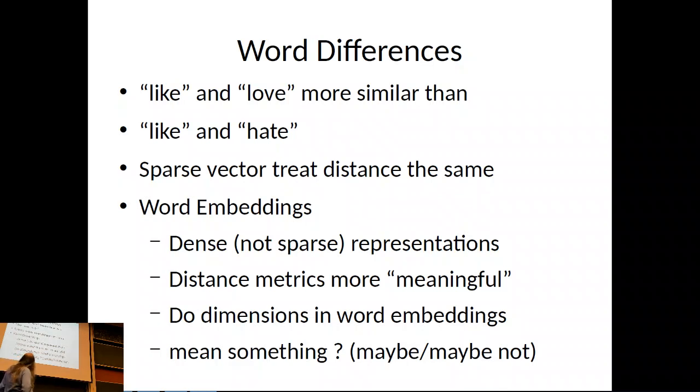Yeah, so we talked about like and love being more similar than like and hate. Now, we also talked about representation being the sparse form of mostly zeros with the occasional one. And that's what's called the sparse representation. But we can get dense representations, okay? What we could do is try to hash these really big things into a much smaller number, okay?